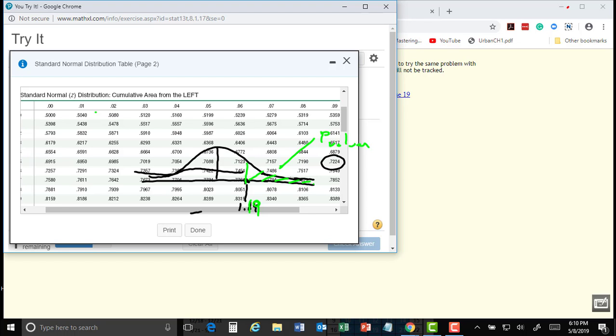So to find this area, it's 1 minus 0.7224. Right? So you got like 10,000, and you're subtracting 7,224. Okay, so that would be the p-value. So that's going to be 0.2776.